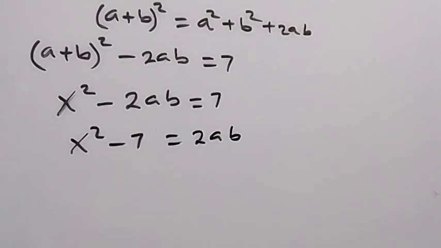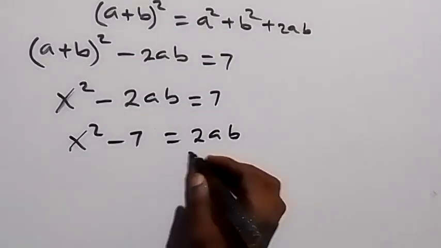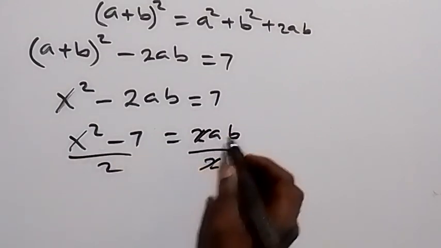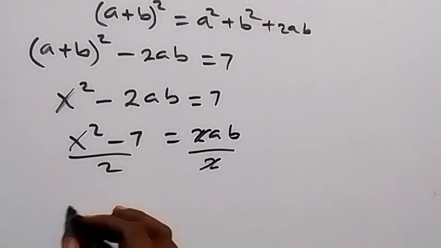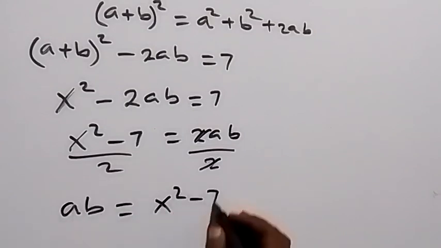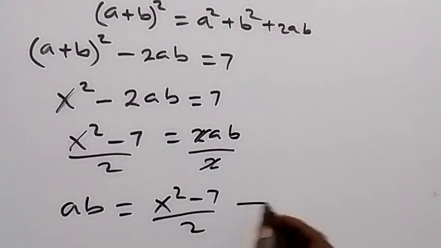Then we can divide both sides by 2. The 2 cancels here, and we have ab left. So we say ab is equal to (x square minus 7) over 2. Let's label this as equation 3.